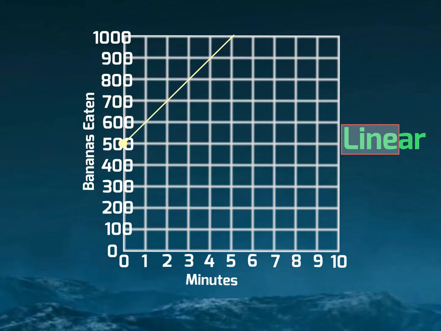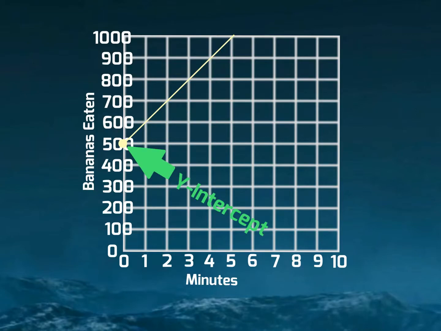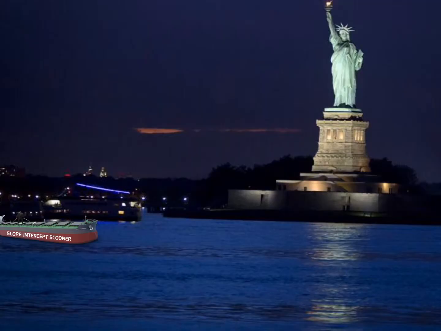The slope determines how much up the line goes for every 1 unit of measurement, in our case, minutes. 100 bananas per 1 minute. And the y-intercept shows us where to start the line on the y-axis. Pretty cool, huh, Kong?